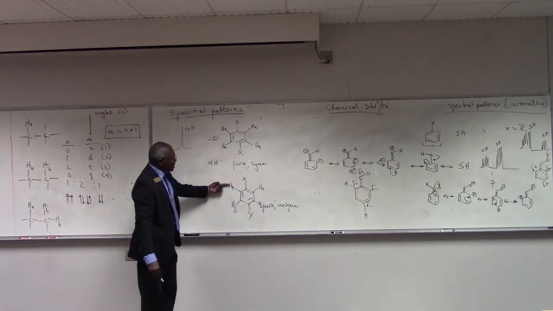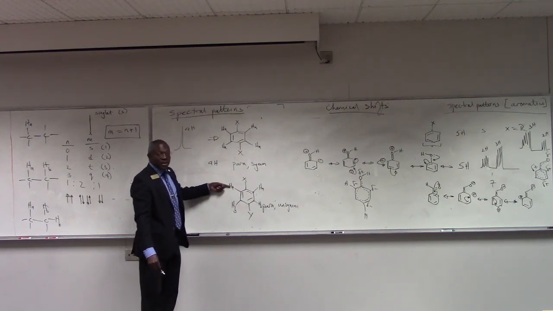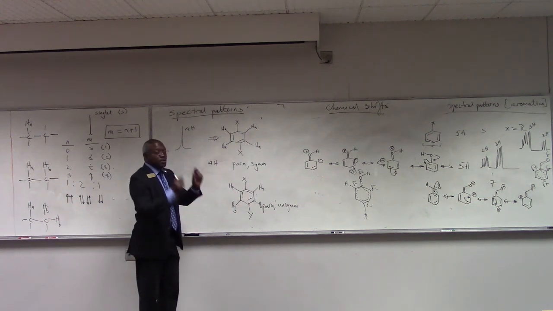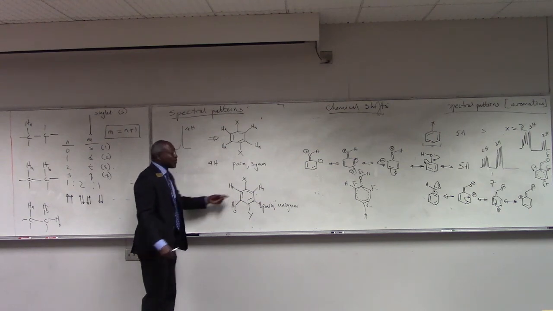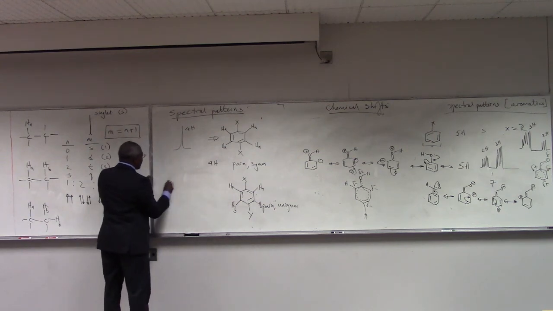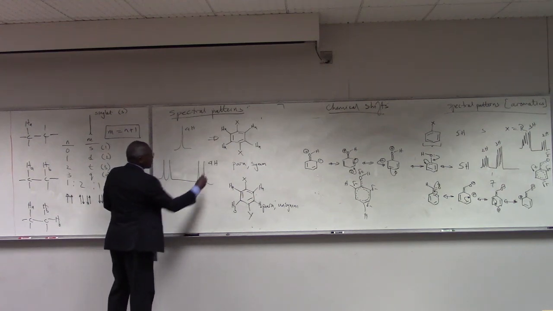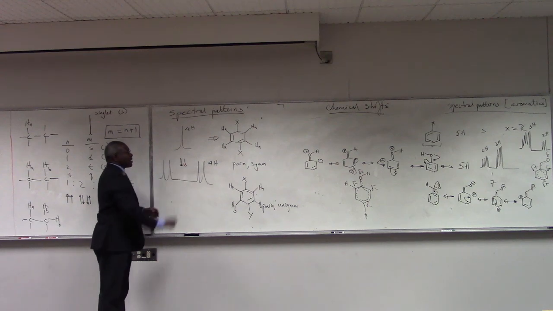So what I will get is HA split by HB into a doublet, as one neighbor, and HB split by HA into a doublet. So technically what I should have gotten is 2 doublets. But because the chemical shifts are so similar, what happens is, so normally 2 doublets would look like this. Okay? And we often call this a doublet of doublets. That's not going to happen.